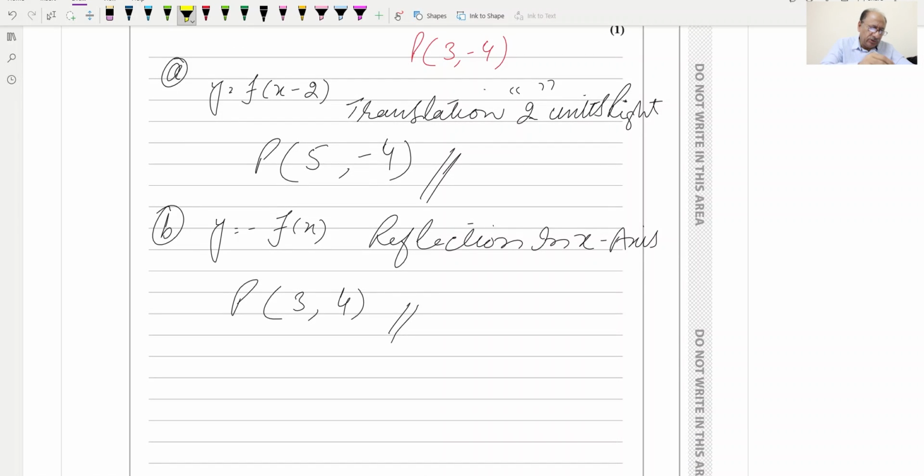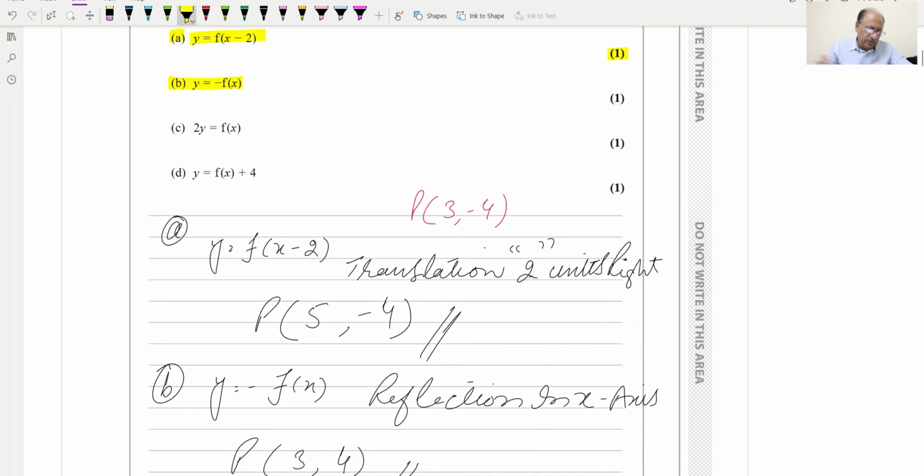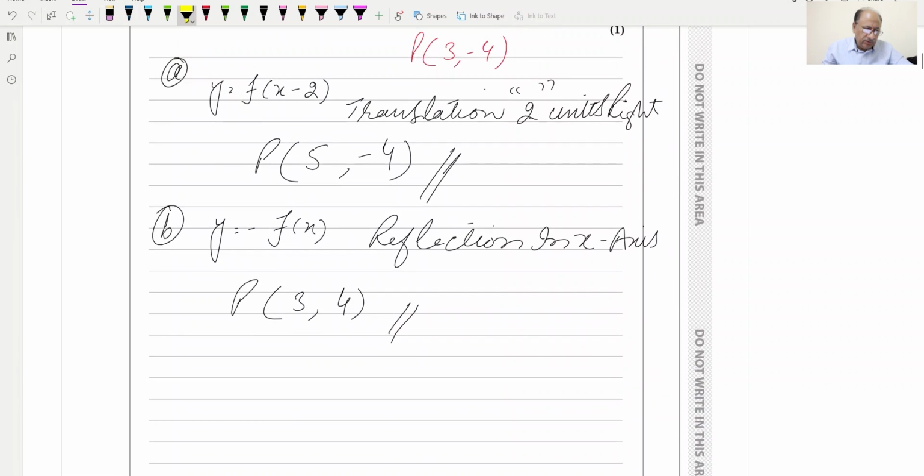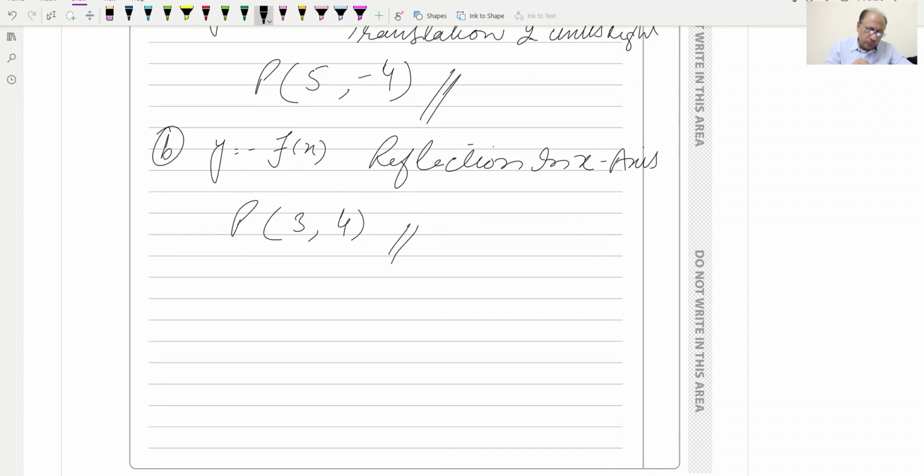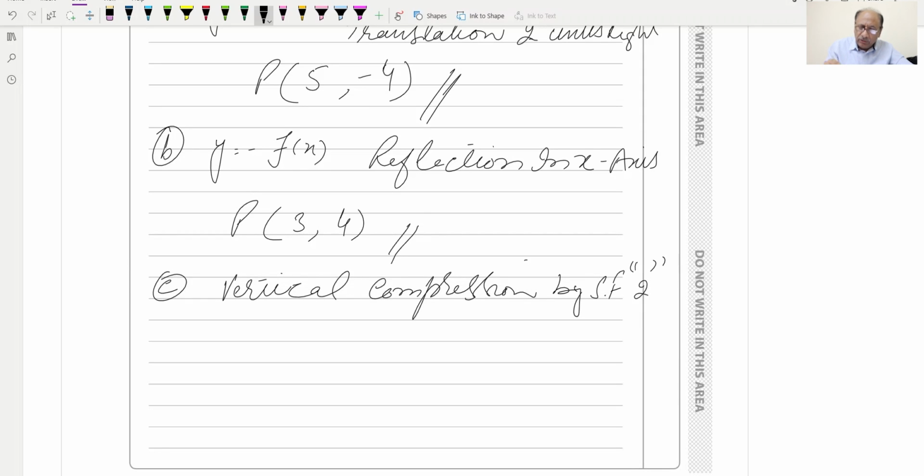And C also we can go through, transformation C, and it is saying 2y is equal to f of x. So this will be vertical compression by scale factor 2. So we will write this will be vertical compression by scale factor 2, and new coordinates of P will be what? X will remain as it is, and -4 will be divided by 2, so it will be -2, and this will be the new coordinates which are required.